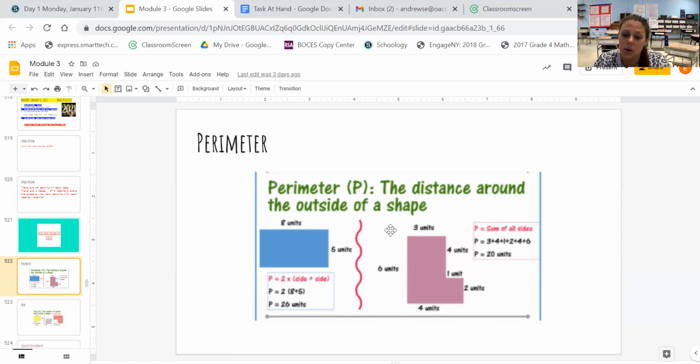I also want you to notice the label. It's very important to have a label. Could you imagine if one of the construction workers labeled my room in inches, but really they were supposed to be doing it in feet? They would order all their supplies, buy them, it'd get here, they wouldn't even be close, right? So a label is very important. Perimeter, distance around a shape.